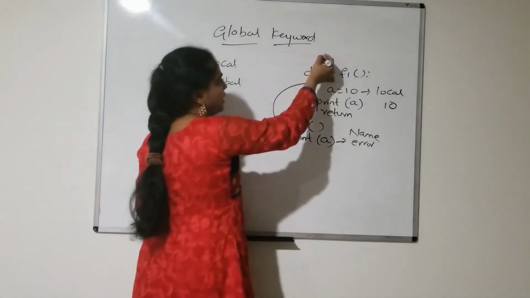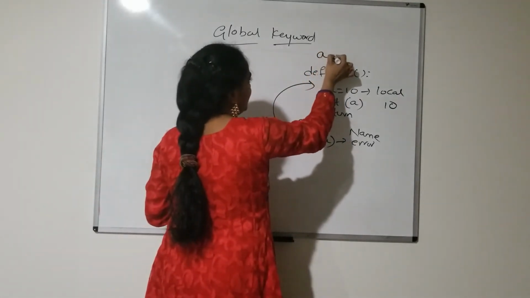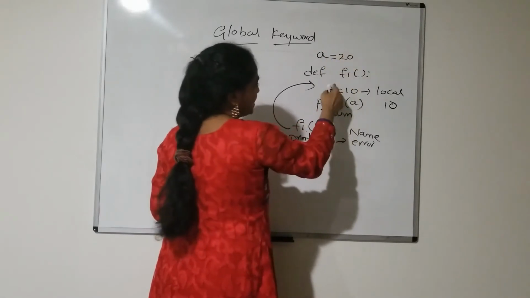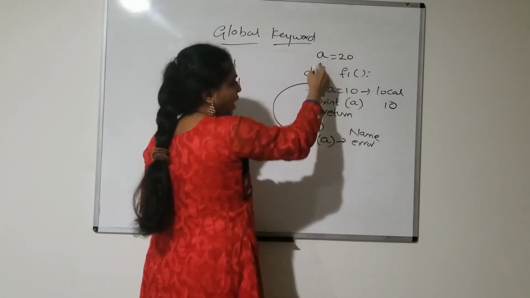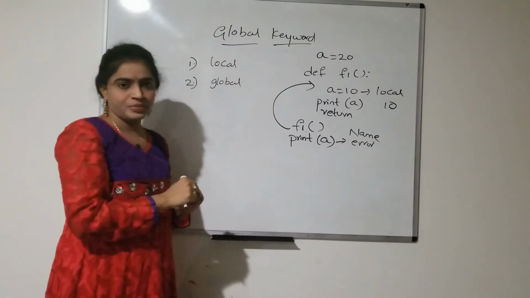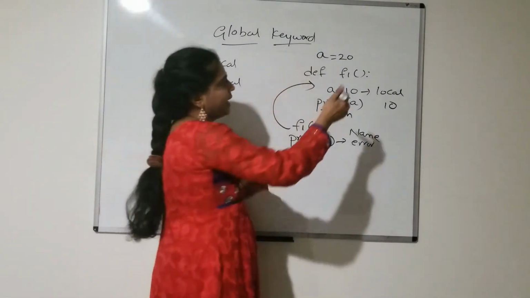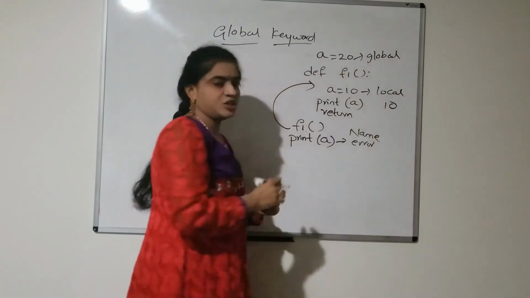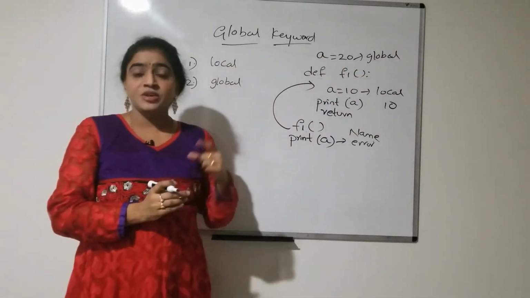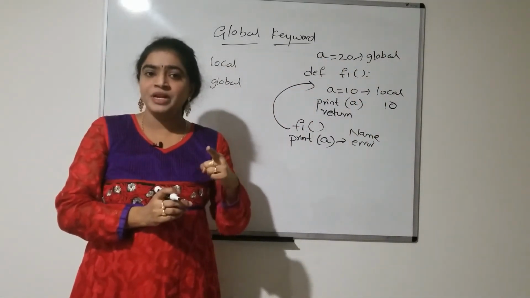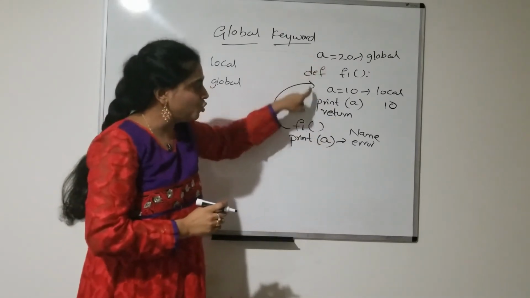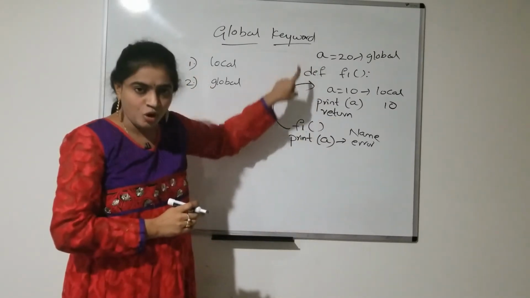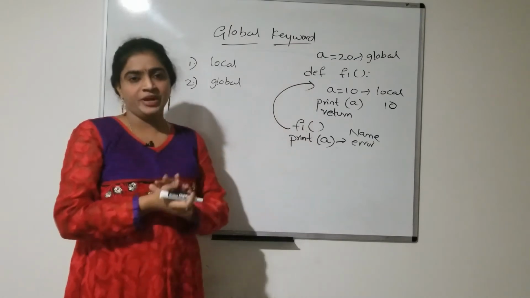Suppose, for example, I have taken a variable a equal to 20, defined outside the function. Such variables are called global variables. This variable is said to be a global variable. What I am saying about the global variable is that you can access it throughout the program.